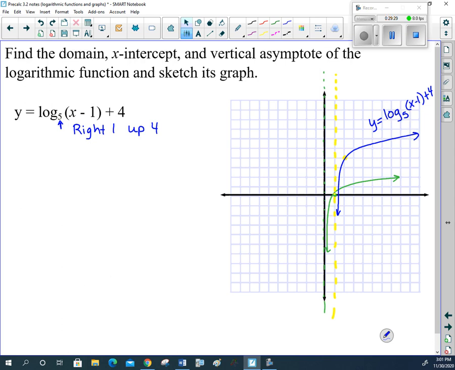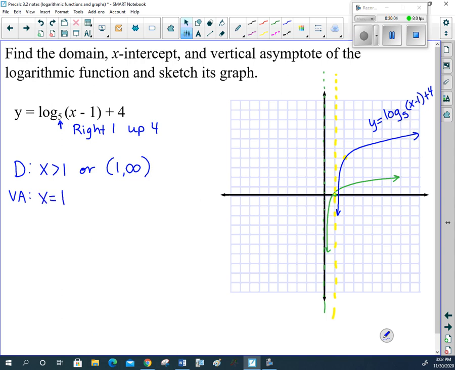Okay, so find the domain. So the domain to me looks like it's everything to the right of 1. I don't get to include 1 because that's my asymptote. So x is greater than 1, or you could put it in parentheses and do interval notation, 1 to infinity. The x-intercept is where it crosses the x-axis, right? We're going to come back to that one for just a minute. Vertical asymptote, we already have that one drawn in, so that's x equals positive 1.